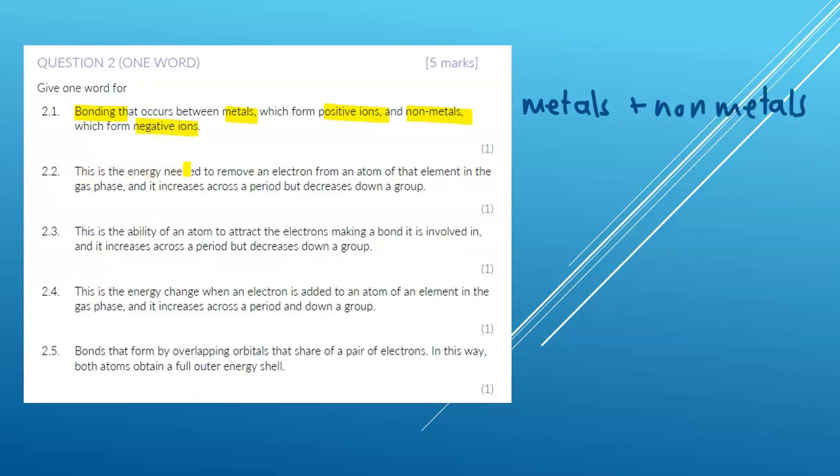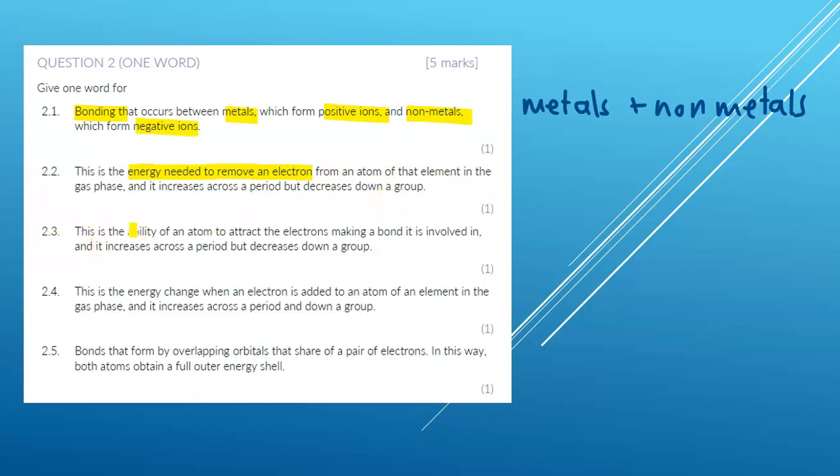This is the energy needed to remove an electron from an atom of that element in the gas phase, and it increases across a period but decreases across a group. So the energy needed to remove an electron. This is theory that I will cover with the periodic table again, but I will answer it when we get here. It is applicable to bonding.